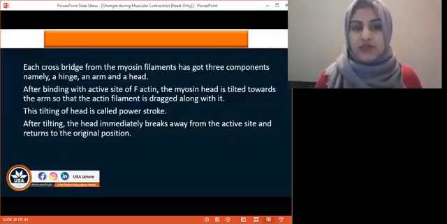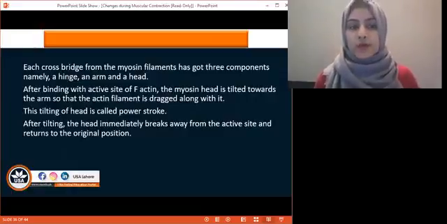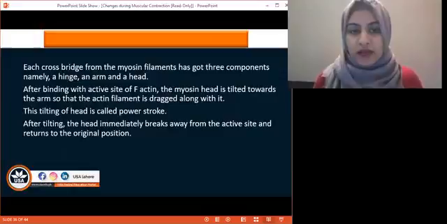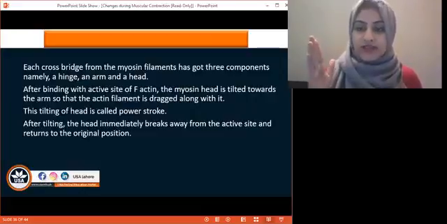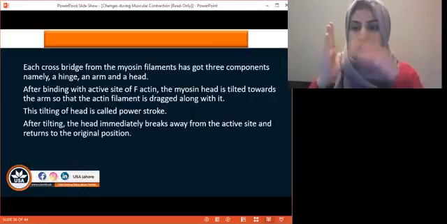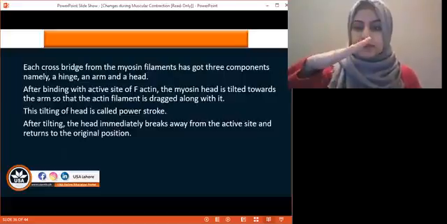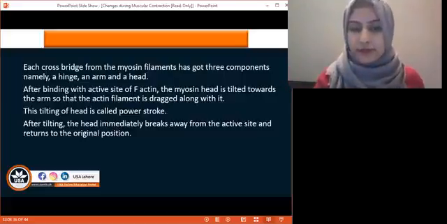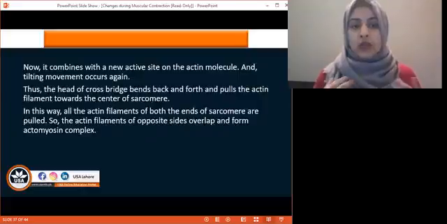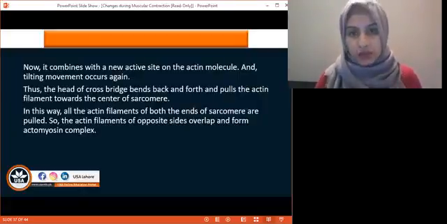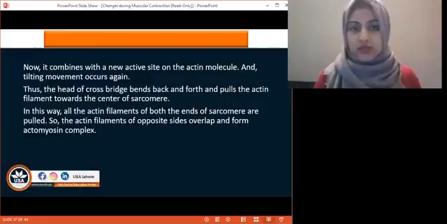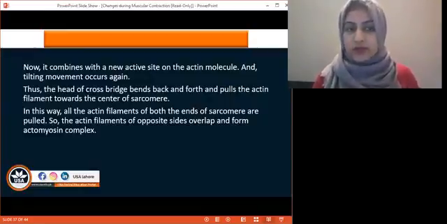So what is a cross bridge? A cross bridge is when the myosin filaments get attached to the actin filaments, and the head of the myosin gets tilted. Obviously, when it tilts, this is the attachment, this is myosin, this is actin, and it will move the actin along with itself. So this is power stroke. Now it combines with a new active site on the actin molecule, and the tilting movement occurs again. So one tilting movement, then another tilting movement, and the contraction continues.